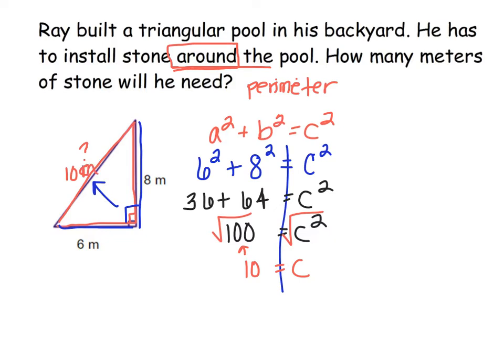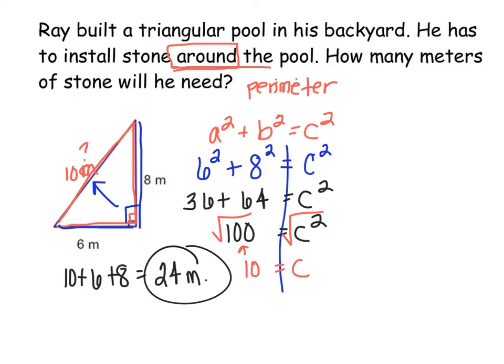So now since I have all three sides, I can just add up 10 plus 6 plus 8, and that gives me 24 meters. So he needs 24 meters of stone to put around his pool. So we have to pick out keywords to figure out, is it asking for just one side? Is it asking for the area, so the inside, square units, or is it asking for around, which is our perimeter?